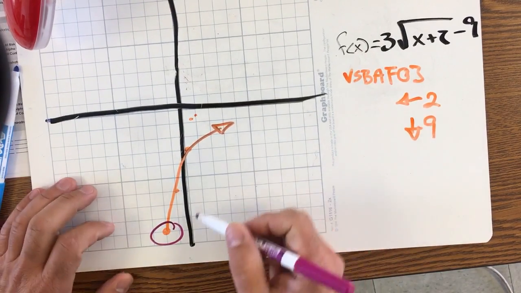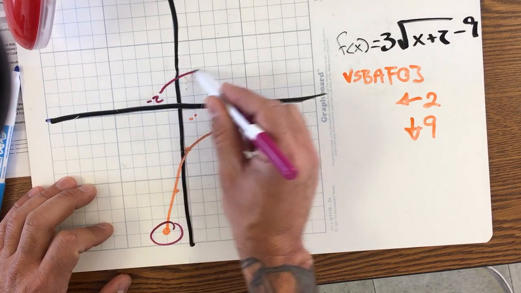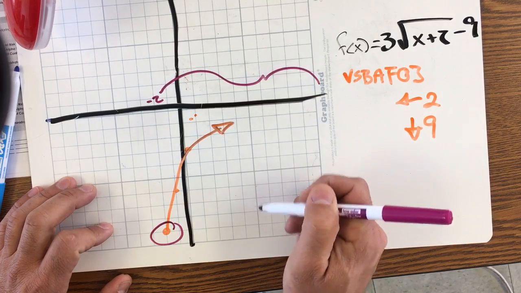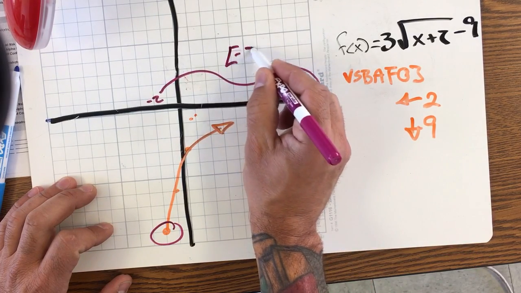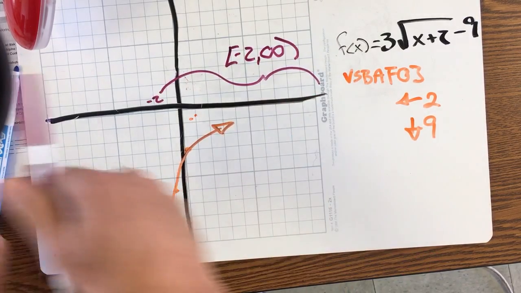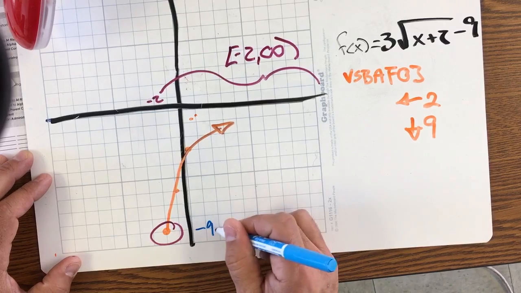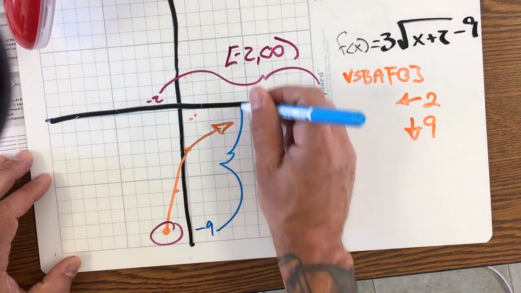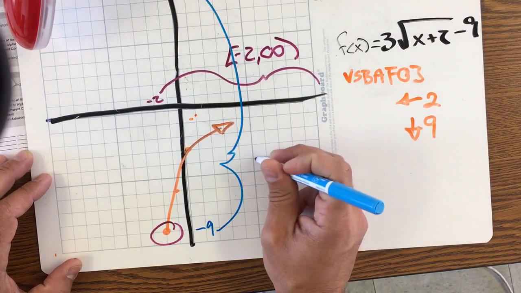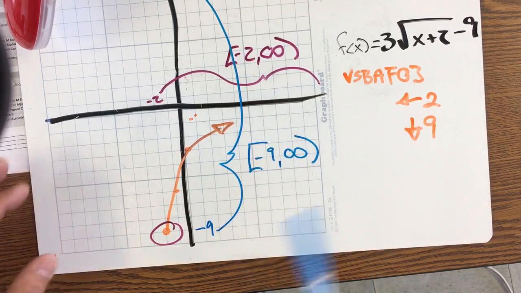When I'm talking about my domain, my x's start at -2 and they go forever this direction. So it's going to be -2 included to infinity. When I'm talking about my range, my y's start at -9 and are everything above that. So it's going to be -9 included to infinity, not included.